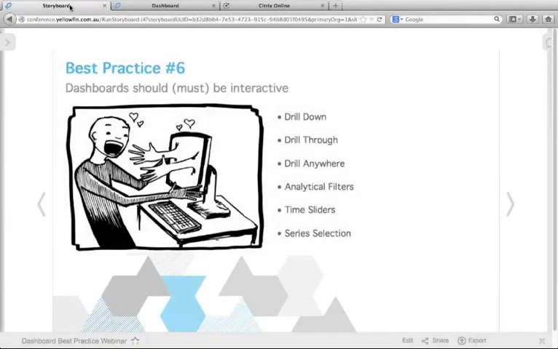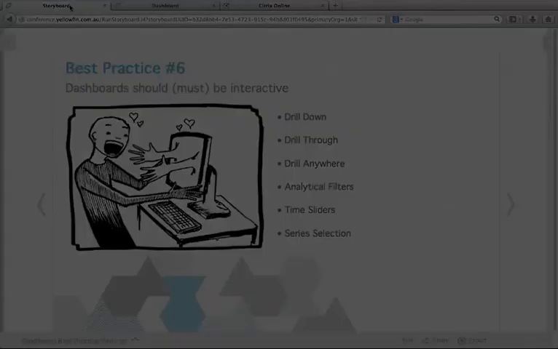Best practice number 6 is around interactivity, and dashboards should be interactive. BI has evolved as technology has evolved to be a more interactive experience, and users want to be able to use the interactive features such as your drill downs, your drill throughs, drill anywheres, be able to filter their data, interact with their data on a time series, and also switch between different metrics in their data set. And all of these features combined really create an enjoyable user experience.